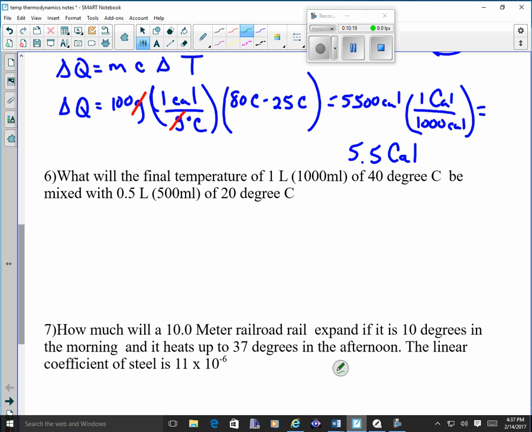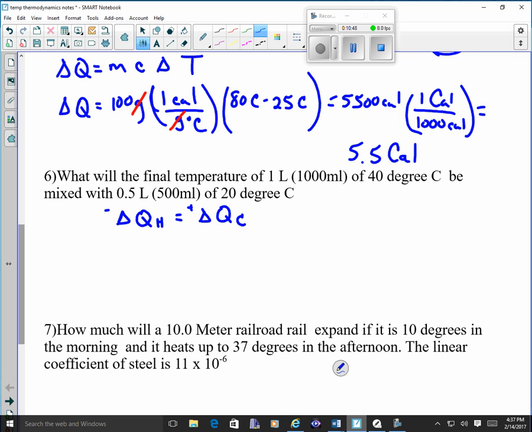Number 6, it says, what will the final temperature be if I mix 1 liter of 40-degree water with a half a liter of 20-degree water? Well, wouldn't the amount of heat, I'm going to put this little delta Q, that the hot water loses equal the amount of heat that the cold water gains? So I could say that this is going to be negative and this one's going to be positive because the cold's going to gain that much heat. The hot water is going to lose that much heat.